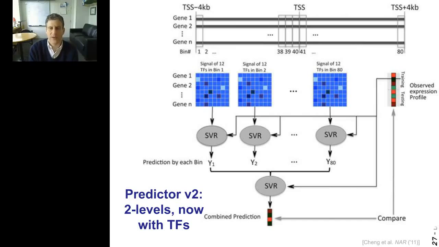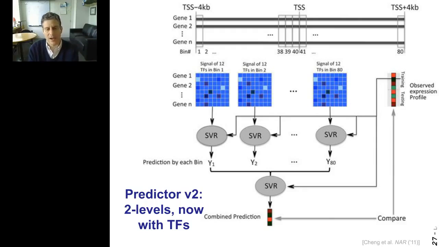So then in slide 27, we do the same thing. We try to build a model to predict the gene expression. Now this is a little bit more complicated model. It's a sort of multi-layer model where first we integrate all the information, the correlations in one bin, using support vector regression for, say, one bin. We do that for all the bins upstream of the TSS.